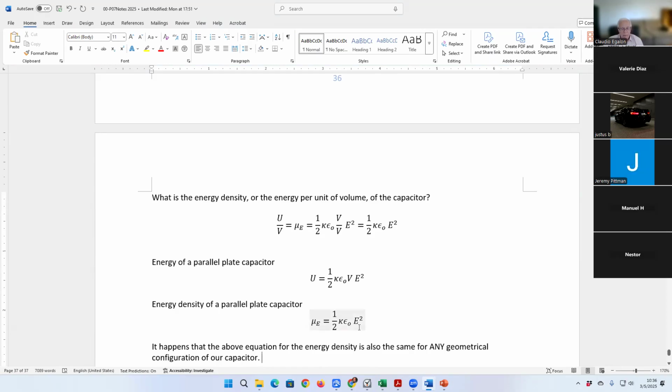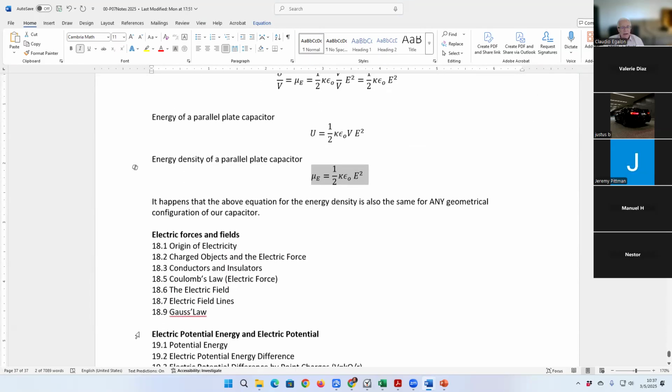So just a nice coincidence. Even though we used the formula for the parallel plate capacitor, this formula for the energy density is also the same for any geometrical configuration of a capacitor. So the energy density for a cylindrical capacitor is this one too. The energy density for a spherical capacitor is this one as well. We cannot prove that, but just trust me. It's very difficult to calculate for the other geometries.